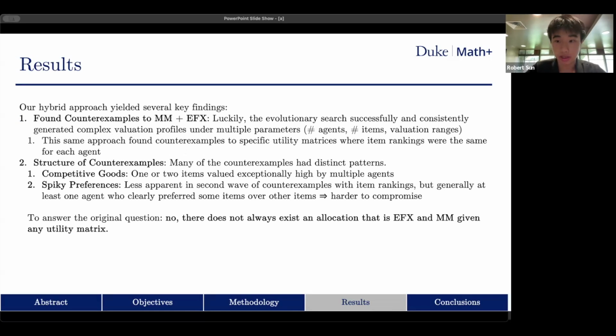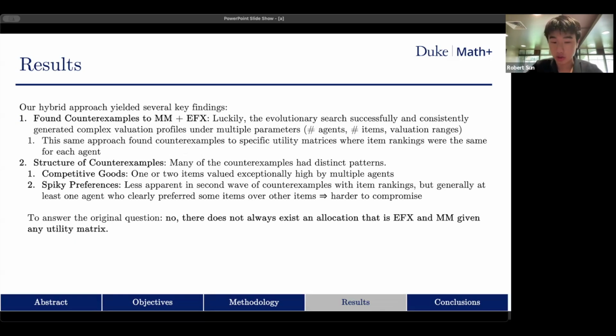We're pretty lucky that our evolutionary search was successful. And we also used this same approach to find counterexamples to specific utility matrices where the item rankings are the same, which will all make more sense when I go into the examples later. And after we found counterexamples, we also found some way to structure them together, because most of them had the same qualities of having competitive goods and spiky preferences.